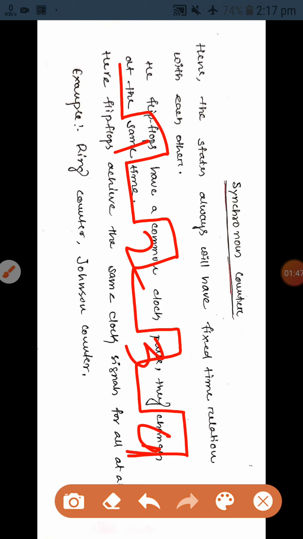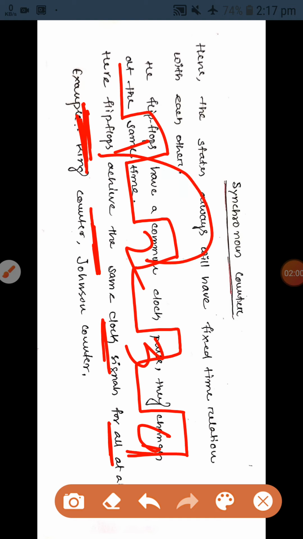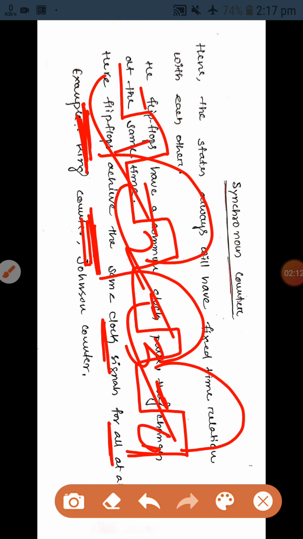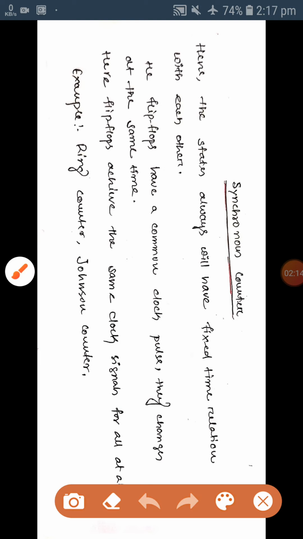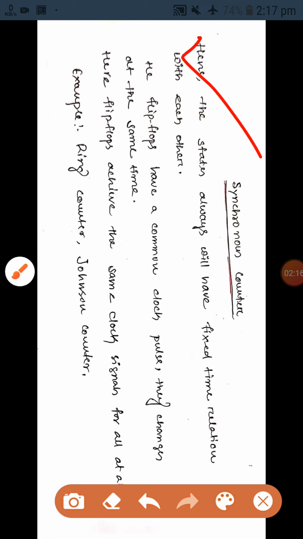So in synchronous counter, the time is equal for each and every state. It means the time is the same, the time is common. If counter is working, from 1 to 2 it will work for 1 second, and after 1 second again 2 to 3, and 3 to 4 again 1 second. So 1 second, 1 second, 1 second distance is there for every state. This is why it is written that the states always have a fixed time relation with each other.